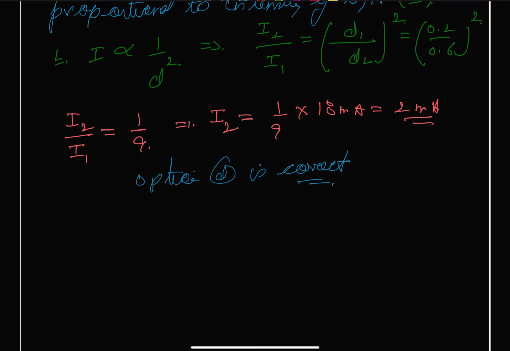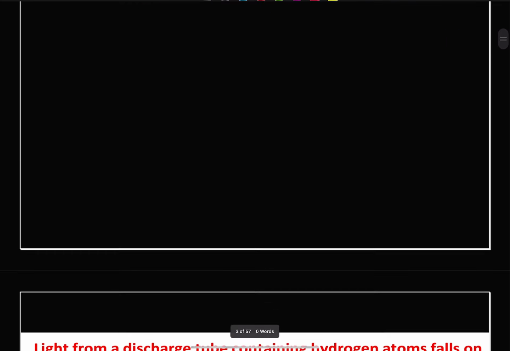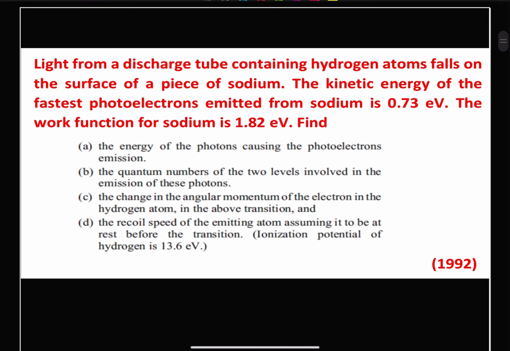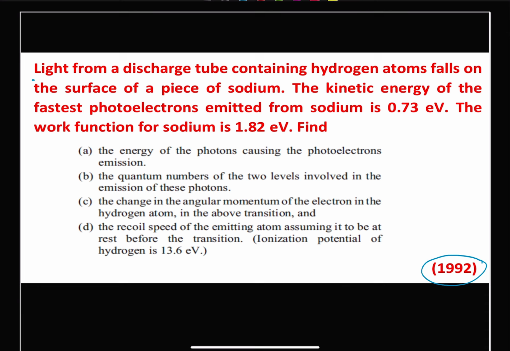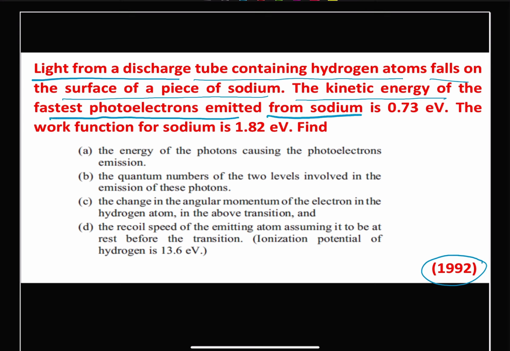Next question. It was asked in the year 1992, and it states that light from a discharge tube containing hydrogen atom falls on the surface of a piece of sodium. The kinetic energy of the fastest photoelectrons emitted from the sodium is 0.73 electron volt. The work function for the sodium is 1.82 electron volt. Find, based on this, 4 questions.